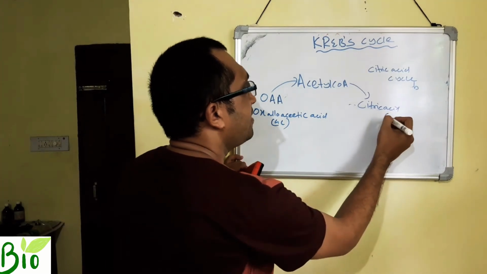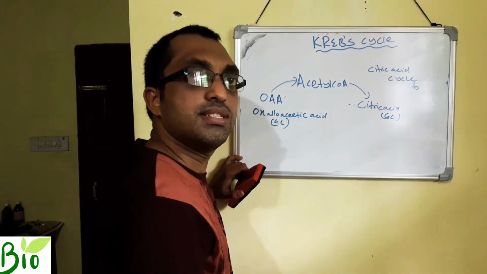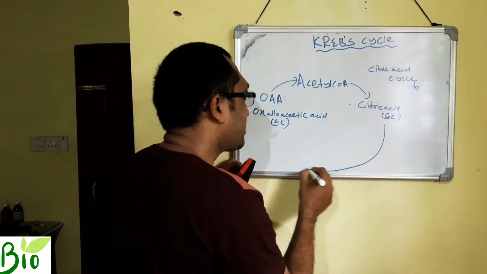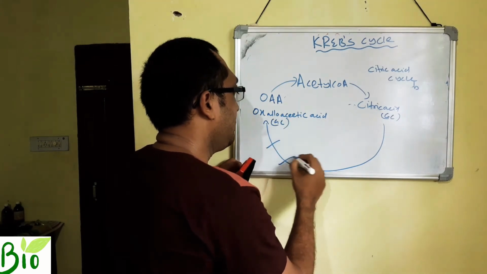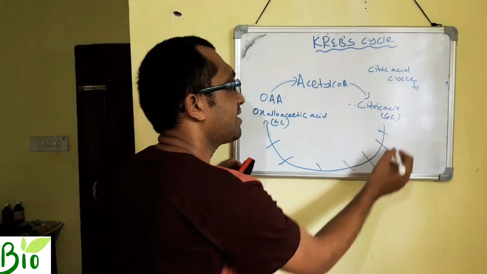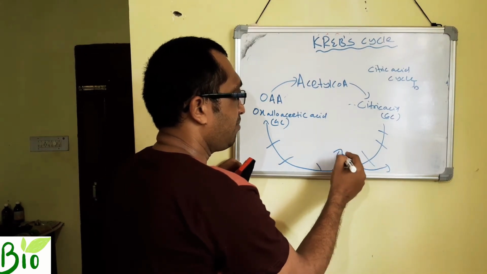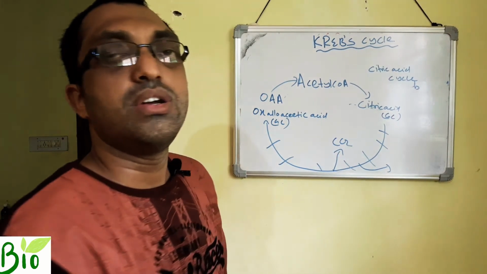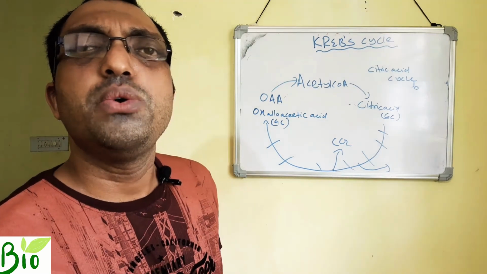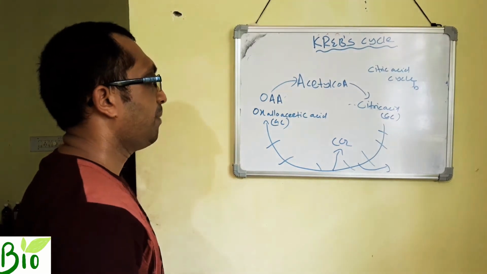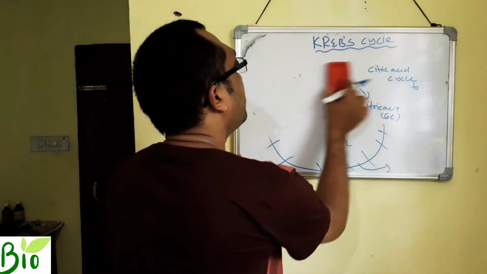Now the citric acid is a 6-carbon substance. It again converts into oxaloacetic acid in different steps. Within these steps, what liberates? 2 molecules of CO2 liberate. Okay. Then we will go to where Krebs cycle occurs.